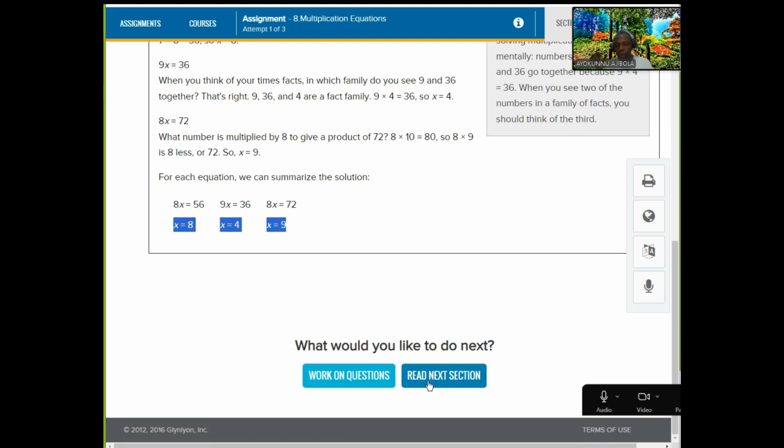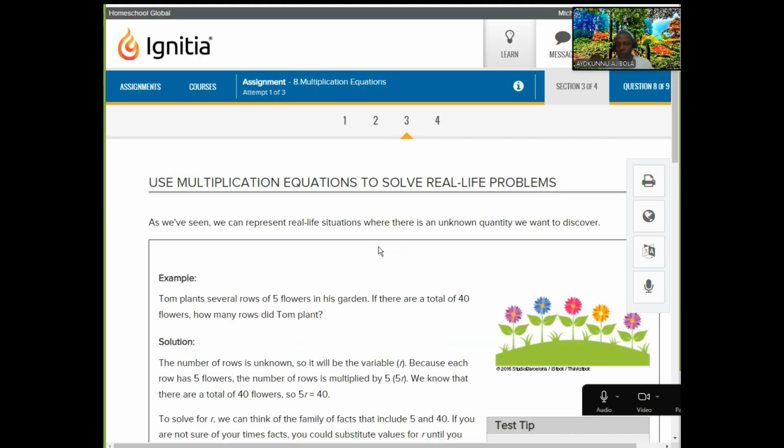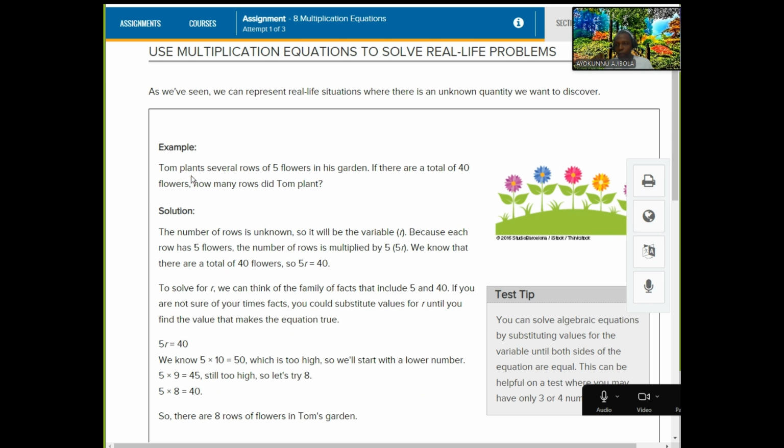Yes. Good. So the next section: as we've seen, we can represent real life situations where there is an unknown quantity we want to discover. Tom plants several rows of 5 flowers in his garden. If there are a total of 40 flowers, how many rows did Tom plant?